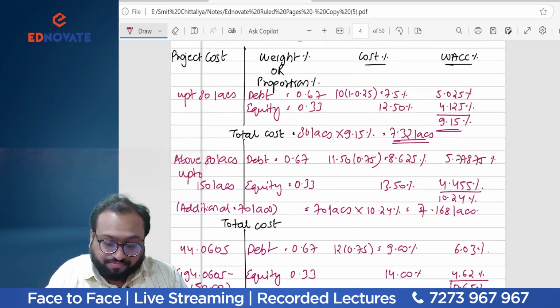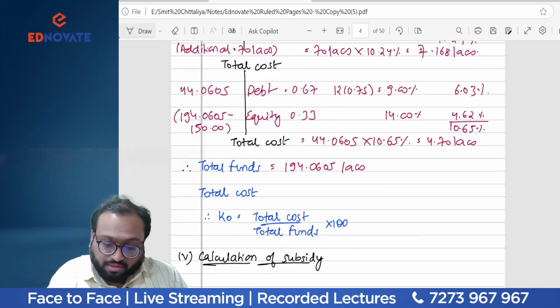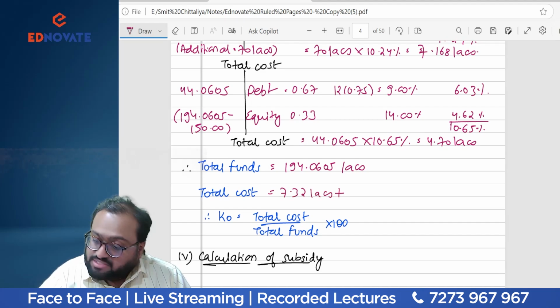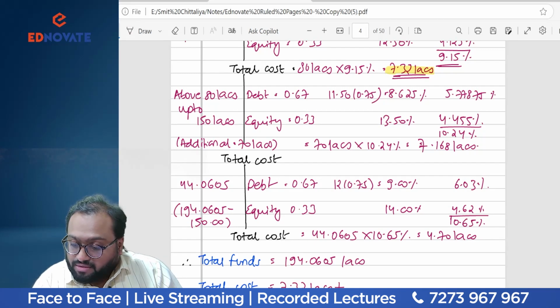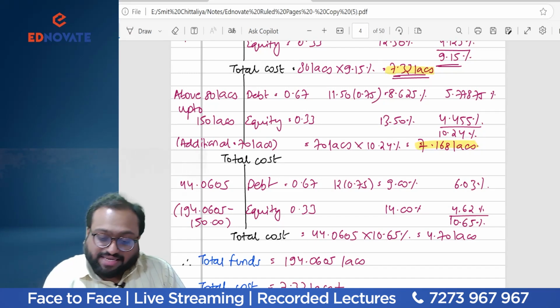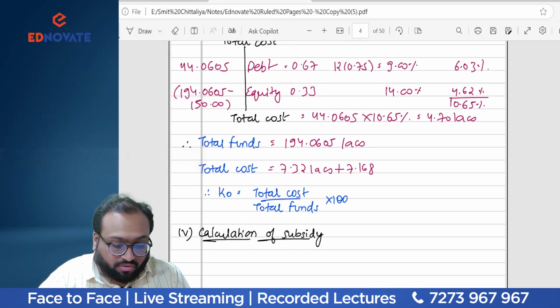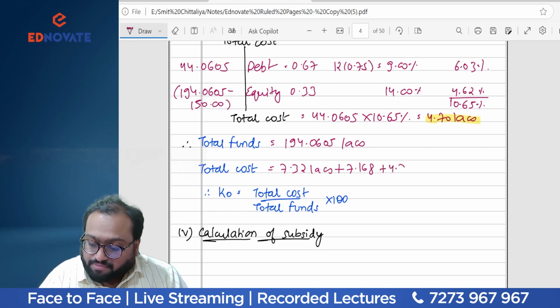3 amounts. Up to 80 lakhs, it was 7.32, perfectly right, 7.32 lakhs, plus for the remaining next additional 70 lakhs, it will be how much? 7.168, yes, of course, plus 7.168, and the remaining it will be 4.70 lakhs. A very different sum, but fantastic. I liked it, really nice.